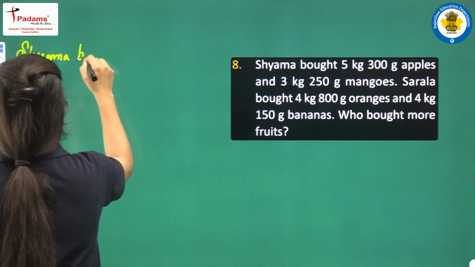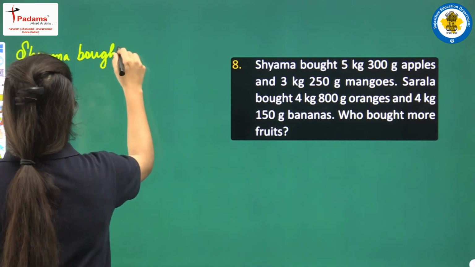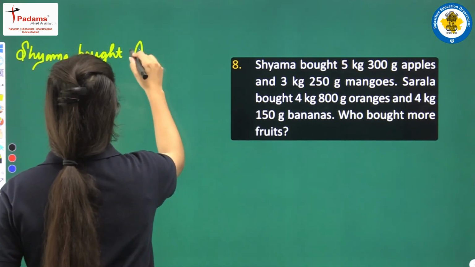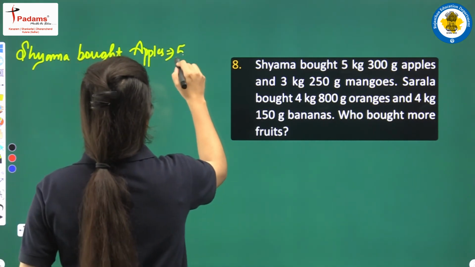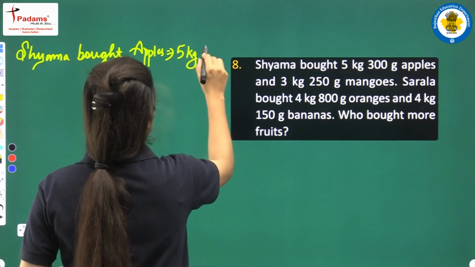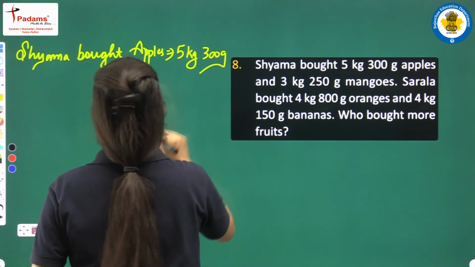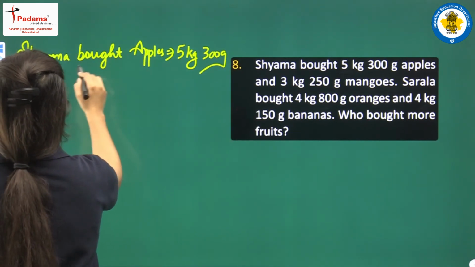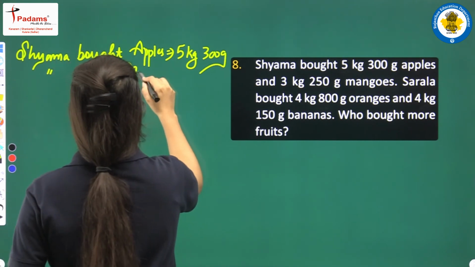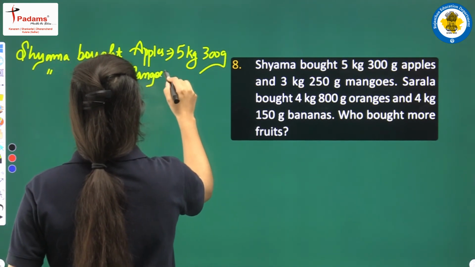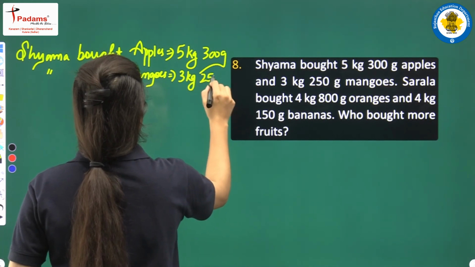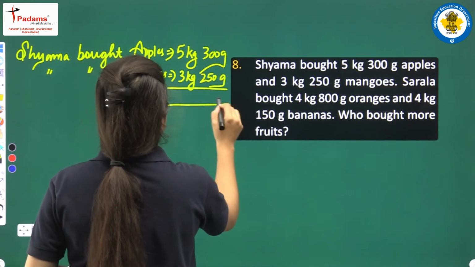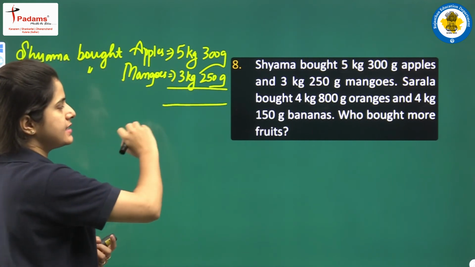Shama bought apples, how much? 5 kg and 300 grams, alright students. Now, Shama bought mangoes, how much? 3 kg and 250 grams, okay. So, we need to add these, okay.